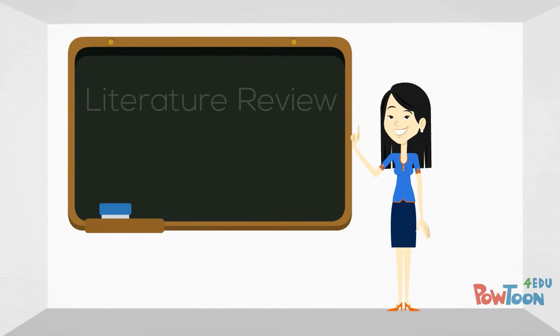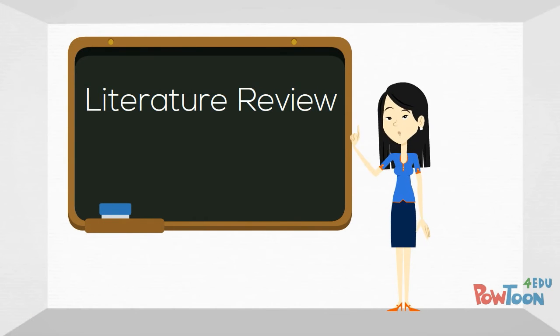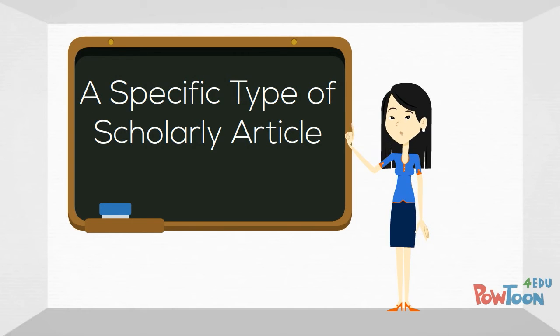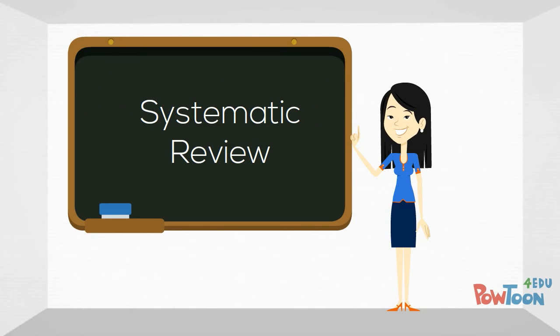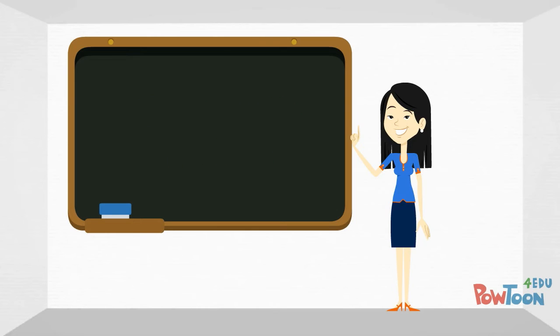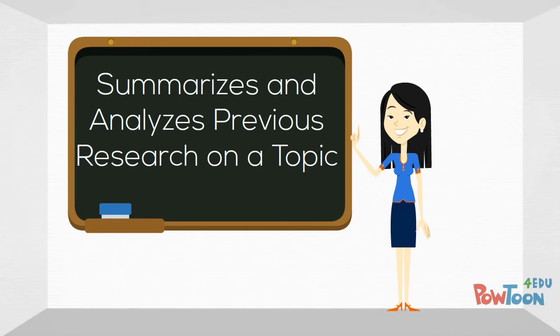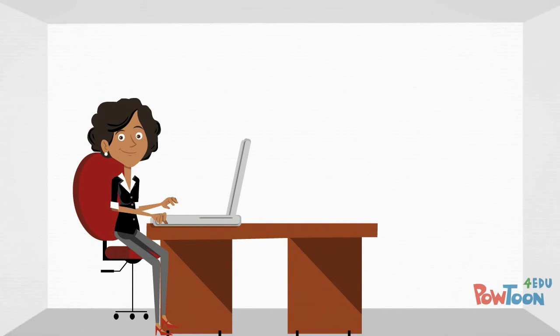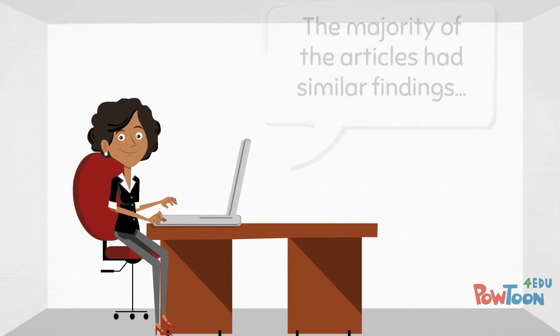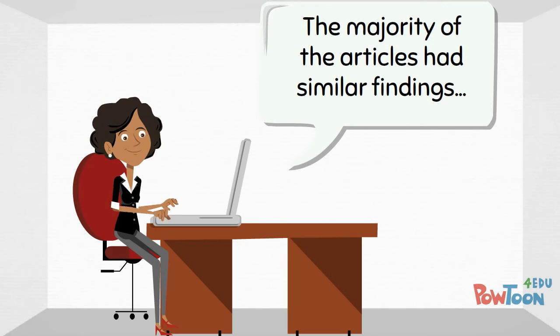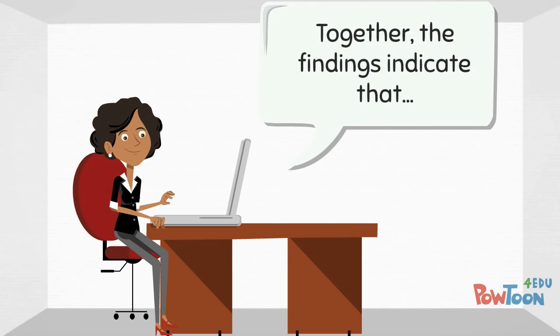Mark also learned that, in some cases, the term literature review is used to refer to a specific type of scholarly article. In a literature review article, which is also sometimes called a systematic review, the author does not conduct their own research study. Instead, the author summarizes and analyzes previous research on the topic. For example, the author might review 20 research articles on a topic in order to determine what conclusions can be drawn by combining the findings of all of them together.